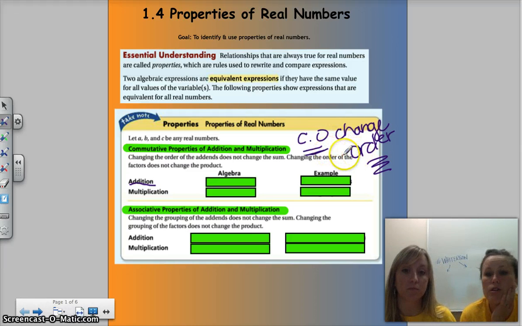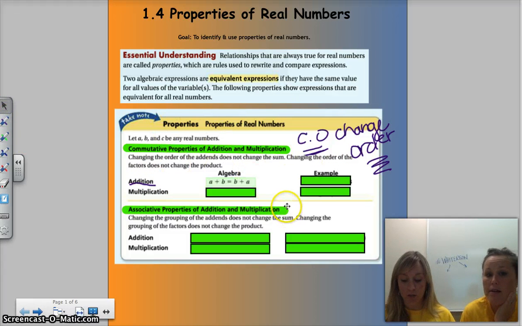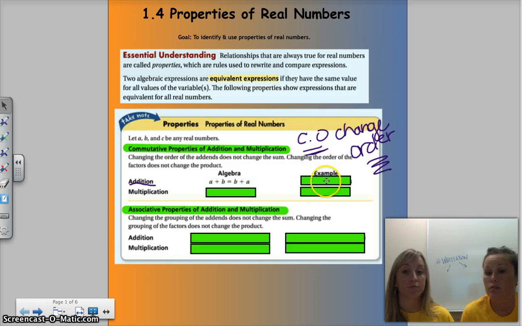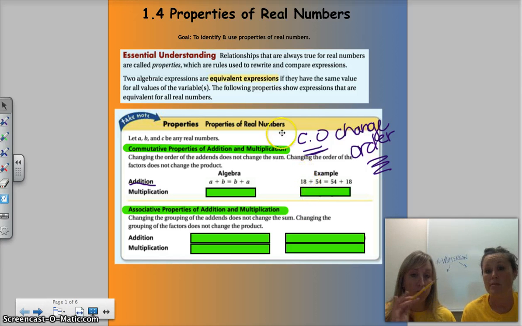Either one. Okay, so changing the order of addition. When we have an algebraic example, it's going to look like this. Guys, write that down in the explanation: A plus B equals B plus A. The A and the B change order. Here it is with numbers: 18 plus 54, you're going to get the same answer as 54 plus 18. They're equivalent. I know those are bigger numbers, but if you did 1 plus 2, is that the same thing as 2 plus 1?